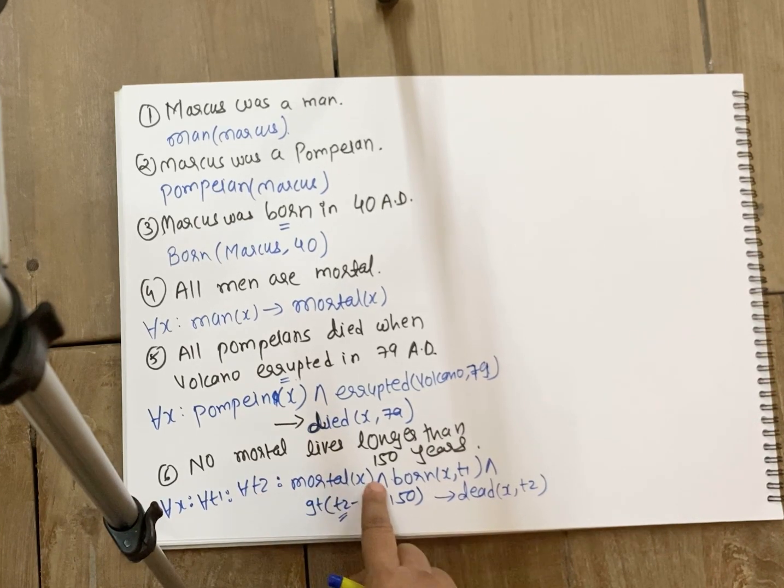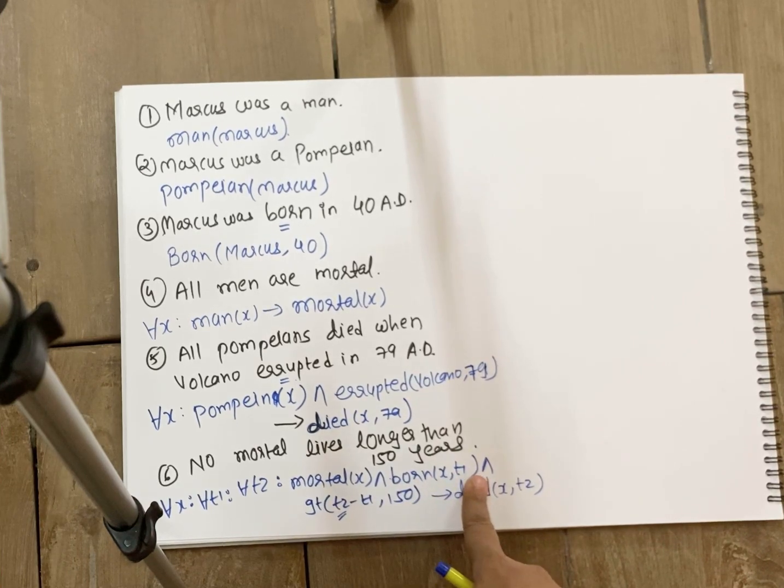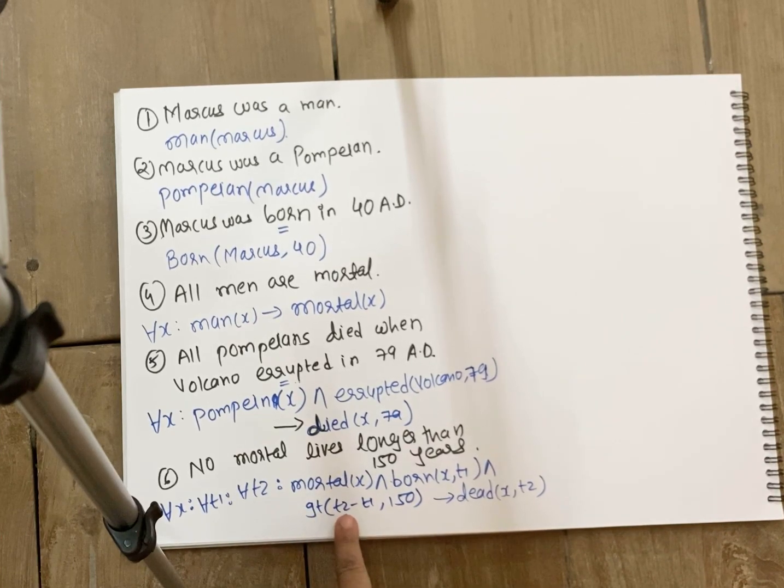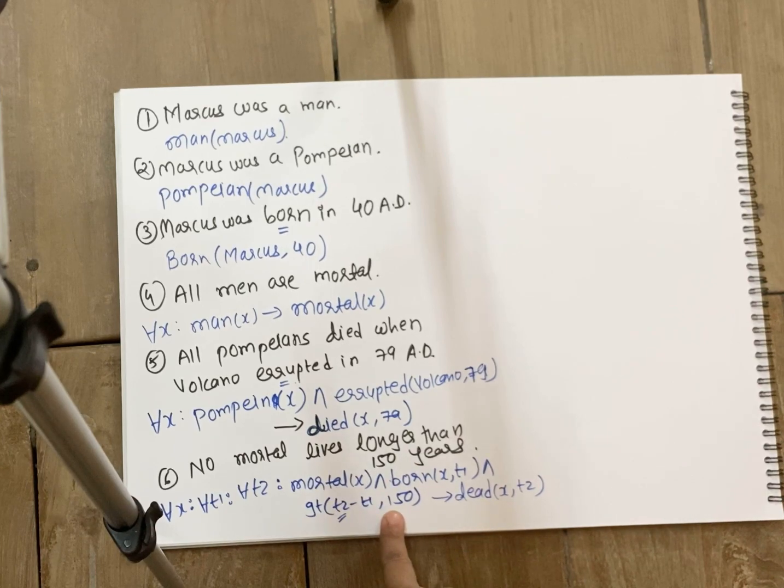So mortal X and born(X, T1). In year T1, X was born. Now we are checking whether in some T2 year X was alive or not. Then we will check what is the difference between T2 minus T1. If the difference is greater than 150, it means no mortal is going to live more than 150. So if the difference is greater than 150, then already at time T2 X should be dead. So dead(X, T2).